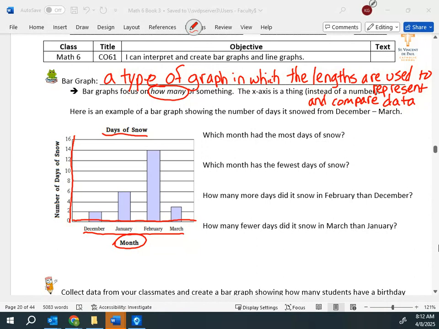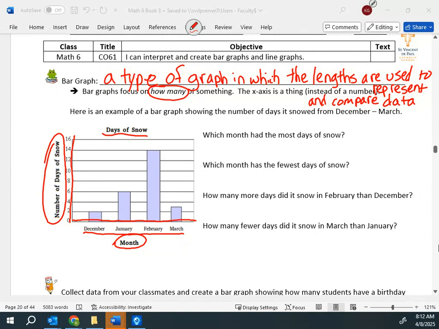What are these words down below? They are months. What are these numbers going up the side? They are the number of days of snow. So remember, we've seen it in our math packets, the importance of labeling our x and y axis so we know what those numbers represent. We know what it is, the things on the bottom. This time it's months. So we're going to use this graph to answer our questions.